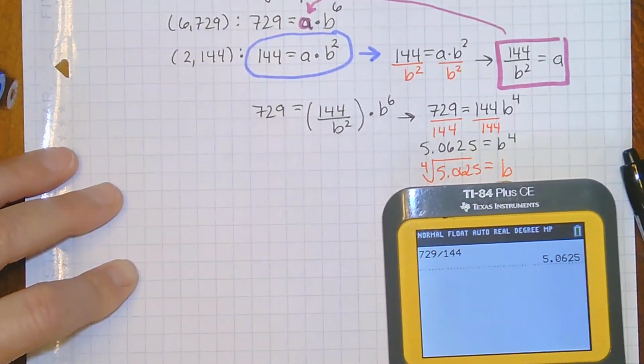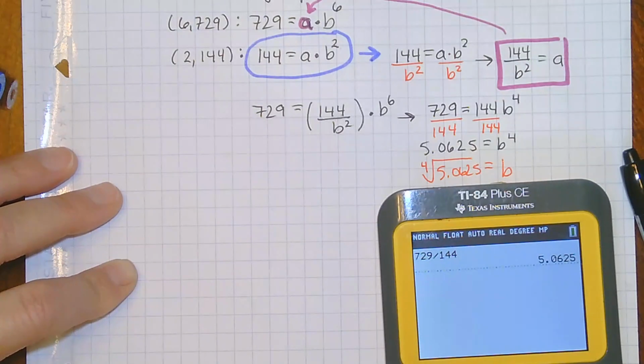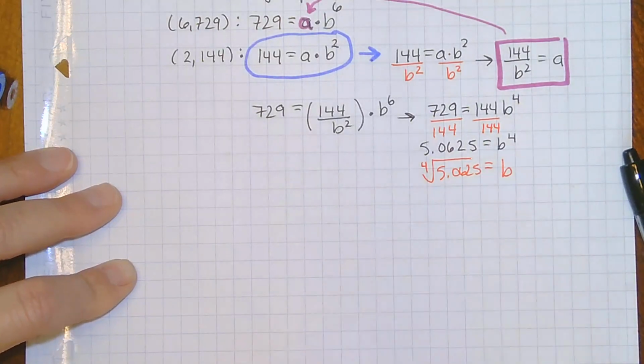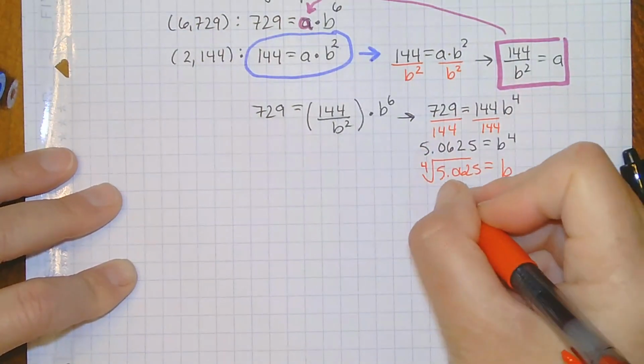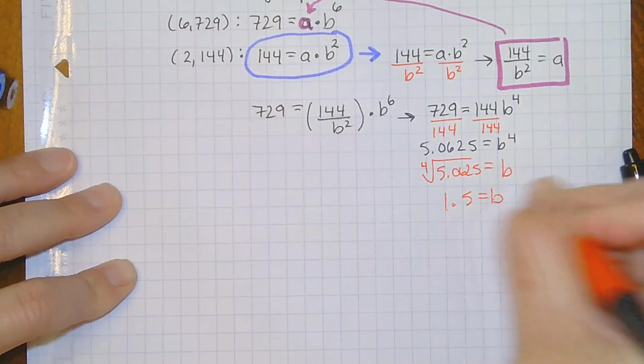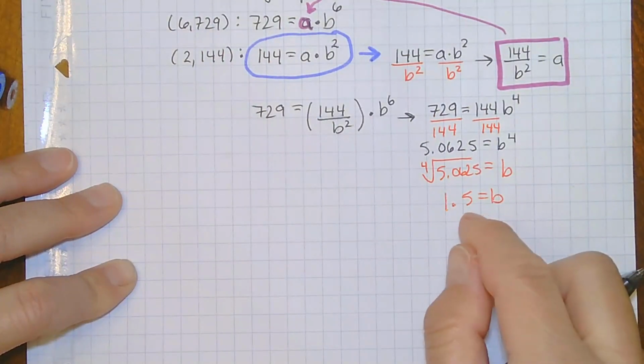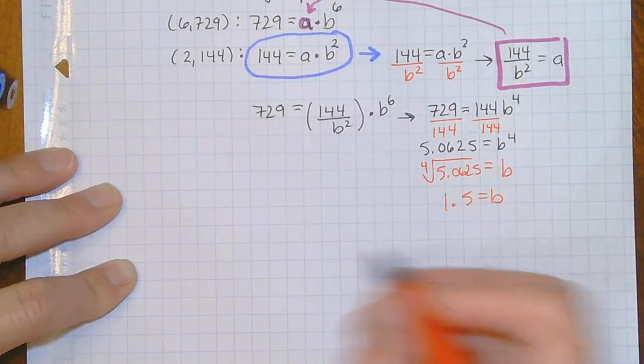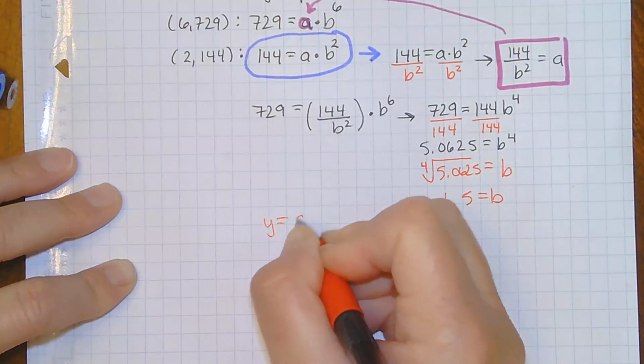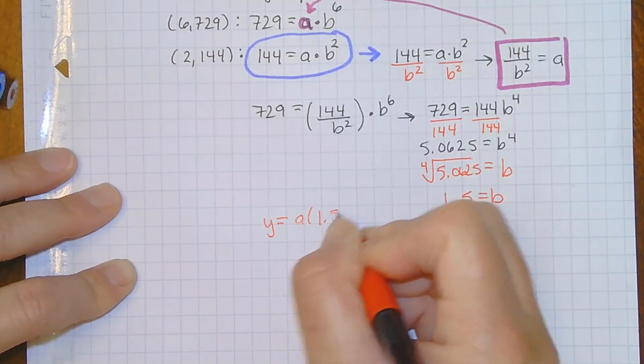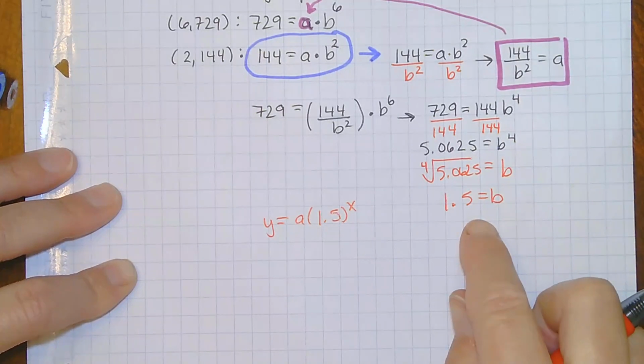So again, when I put this into my calculator and take the 4th root of this, I get 1.5, nice number again. So 1.5 is equal to my b. So I know my b. So I know it's going to be y equals a times 1.5 to the power x because of this.